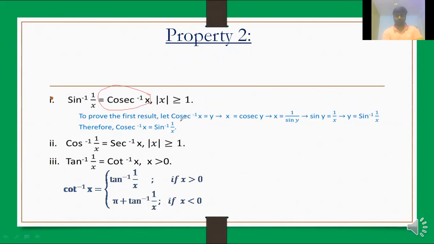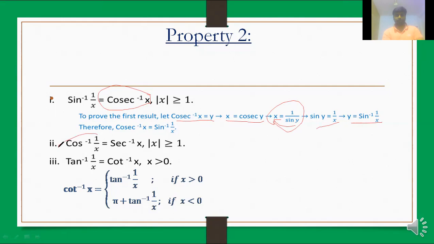See, the proof was given here. Let me take the RHS as y. From this, x equals cosecant y. Cosecant y means 1 by sine y, so sine y multiplied by x equals 1, and x comes down: sine y equals 1 by x. That means y is sine inverse of 1 by x. So like that we can prove. Anyway, this proof is not important, but the result is very important. Now, sine inverse of 1 by x can also be written as cosecant inverse of x.